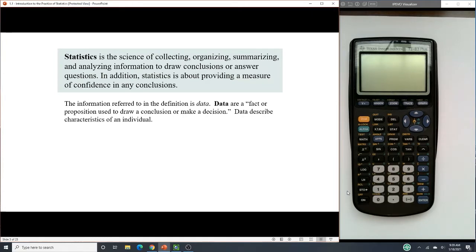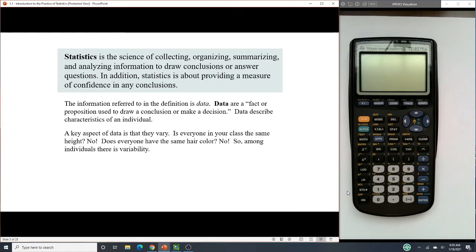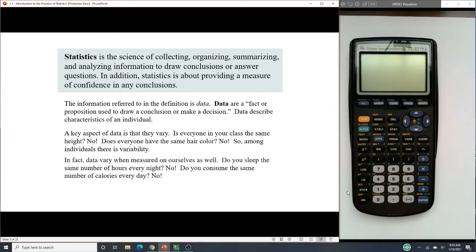All right. Now, things that we are looking for there are information that is done within statistics is referred to as data. These are fact or proposition used to draw a conclusion. They describe characteristics of an individual. A key aspect of data is that it varies. Not everybody has the same height or the same hair color. So different things vary within those. And things from day to day, how much you sleep every hour, how much you eat every day, things like that also vary. So we want to be looking at those things and how do they affect our statistics.